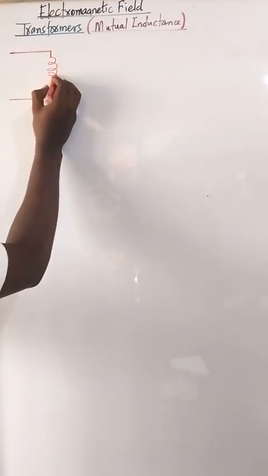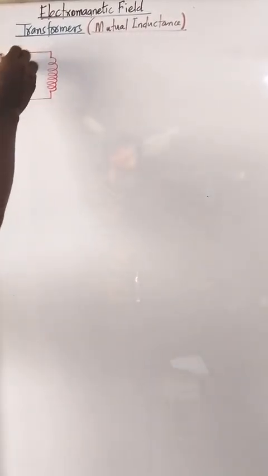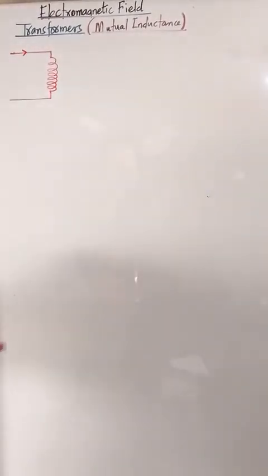So the question is, what is mutual inductance? This is a type of electromagnetic induction where a changing current in one coil produces a changing magnetic field, which induces EMF in another nearby coil. And this is exactly how transformers work. Suppose I have a coil here, and we have AC current flowing through this coil. When the current flows through the coil, what happens? A magnetic field will be generated.